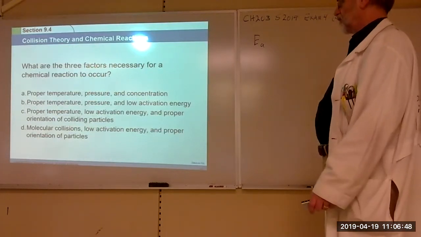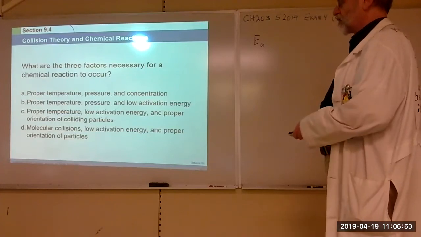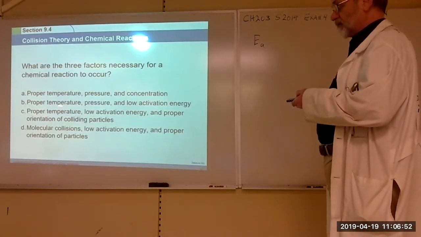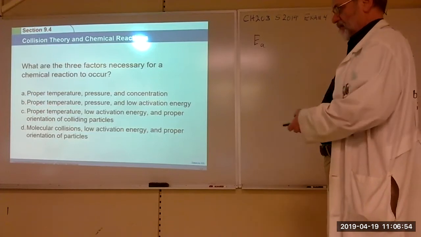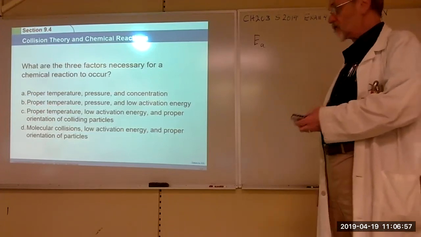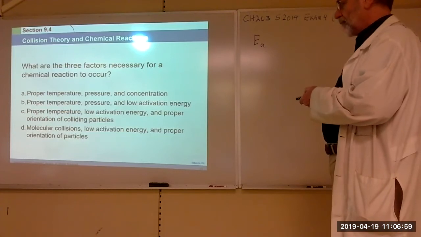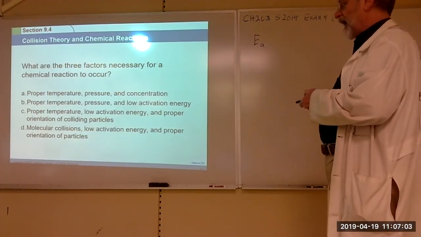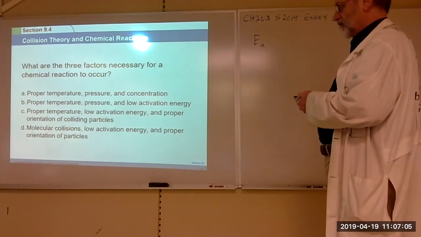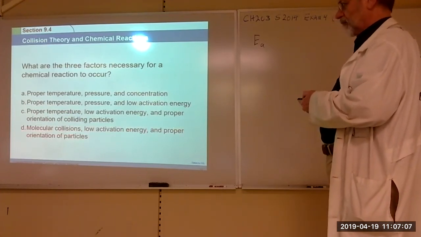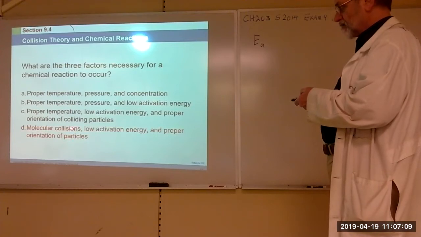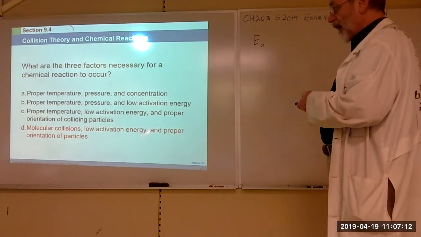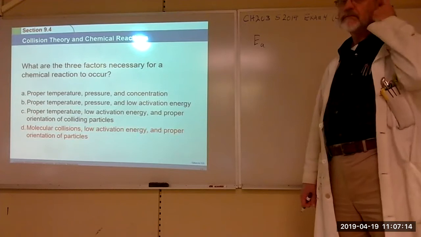Okay, 3 factors necessary for chemical reaction. Well, we need the right temperature, which is one way to get that activation energy. You need frequent collisions, and you need orientation. So you need the collisions. A lower activation energy would be good, right?